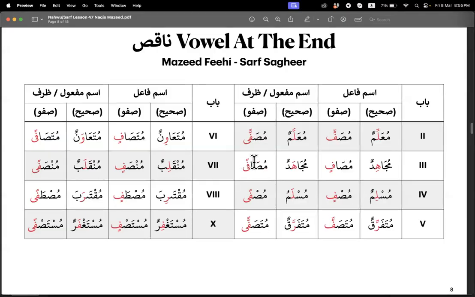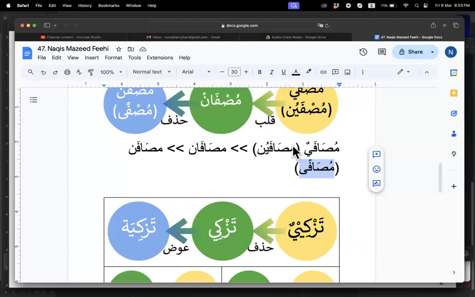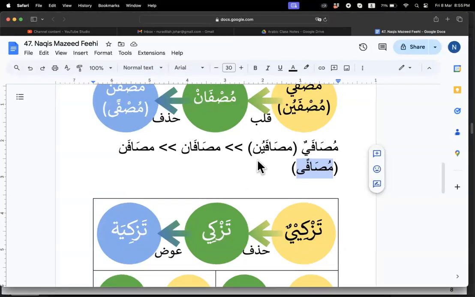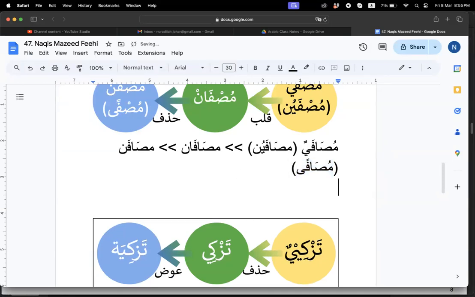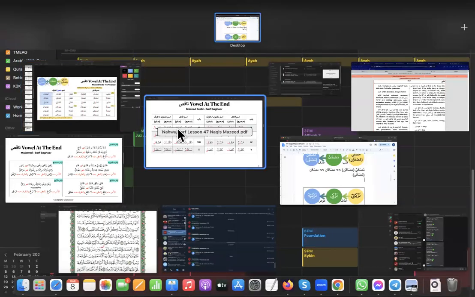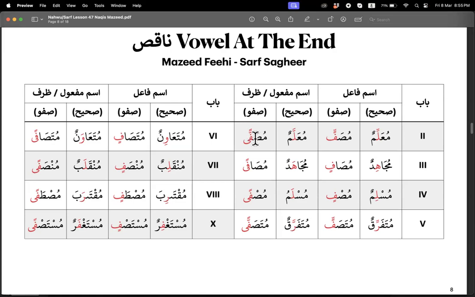Musofan. Maybe someone might be thinking, why does it end with a fatha tanwin here? Yes, it ends with fatha, but why fatha tanwin here? People might think about that. So there are actually rules, and this is basically the rule. If you don't remember all that, you just have to follow your normal.